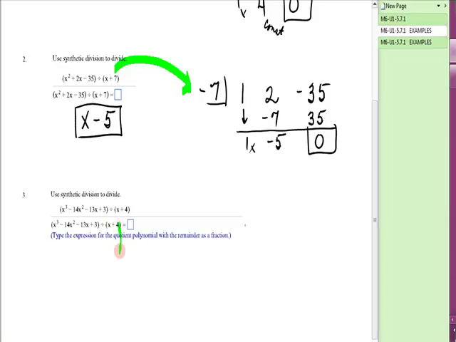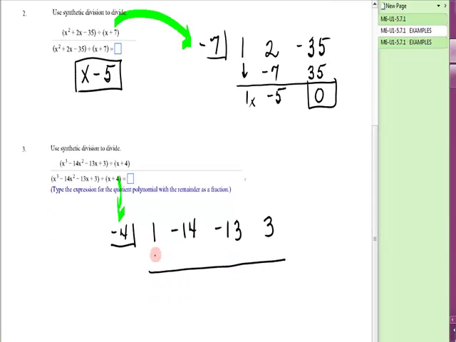So let's change the sign on the divisor number. So that's -4. That's a 1, a -14, a -13, and a 3. This is a little bit longer. This was the coefficient of x cubed, x squared, x, constant. Okay, how do I do it?